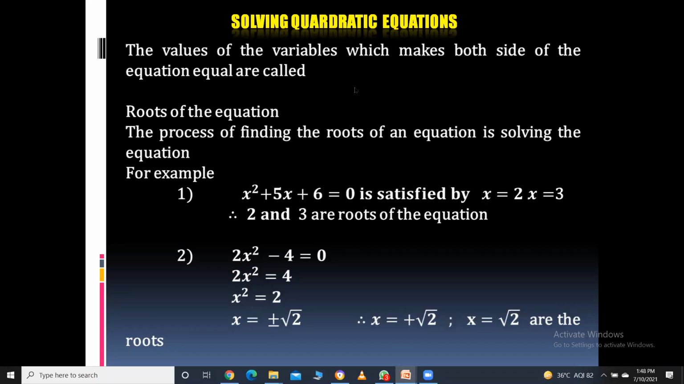By putting the values x equal to 2 and x equal to 3, the left hand side will be equal to the right hand side. And in the second expression, that is 2x square minus 4 is equal to 0, 2x square is equal to 4. It means x comes out to be plus minus under root of 2. It means plus under root of 2 and minus under root of 2 are the roots of the equation.